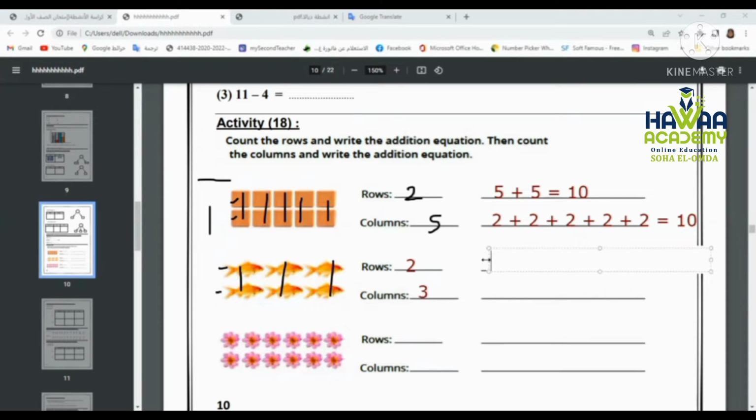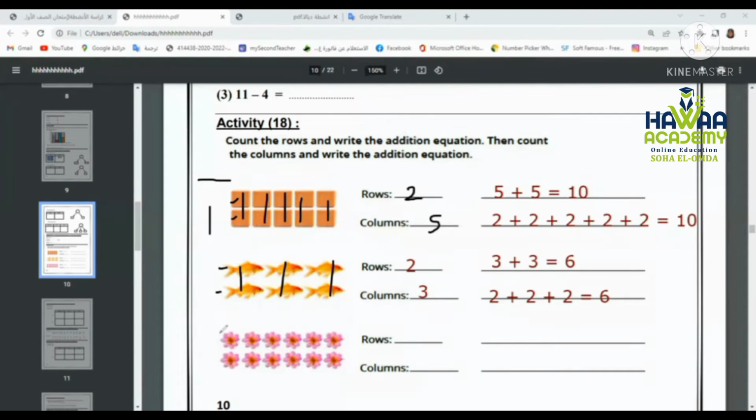Here we have 2 rows. Each row has 3 first. So we have here 3 plus 3 makes 6, right? Double of 3. And now we have 3 columns. So we're going to add 2 three times. So it's 2, 4, and another 6. Very, very good.